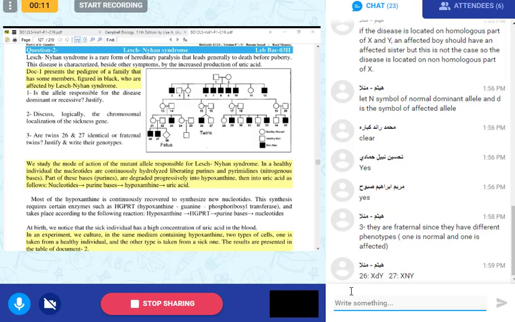Okay, let's go, Mariam. We study the mode of action of the mutant allele responsible for Lesch-Nyhan syndrome. In a healthy individual, the nucleotides are continuously hydrolyzed, liberating purines and pyrimidines, which are the ATCG. Yes.